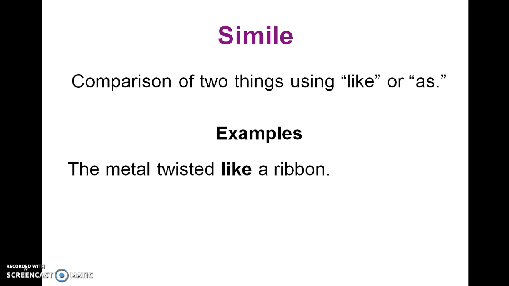For example, the metal twisted like a ribbon. Okay, that's giving some emphasis that you can take a ribbon and you can twist it. You can twist that ribbon very easily. Well, in this situation, it's probably relating to the metal. It could be a storm. It could be in the middle of a tornado, and the tornado has twisted the metal off of the top of a shed or something.